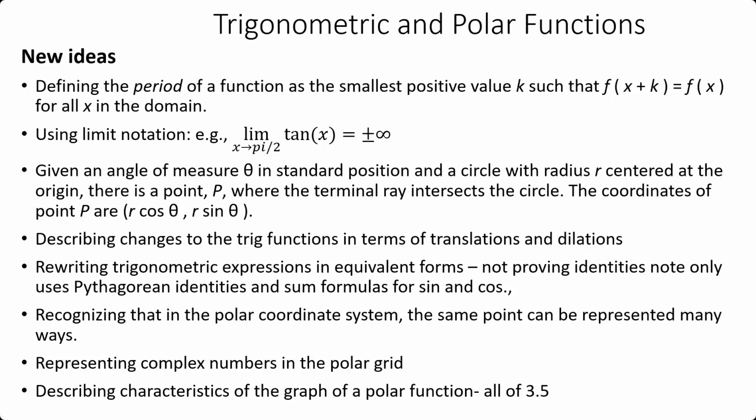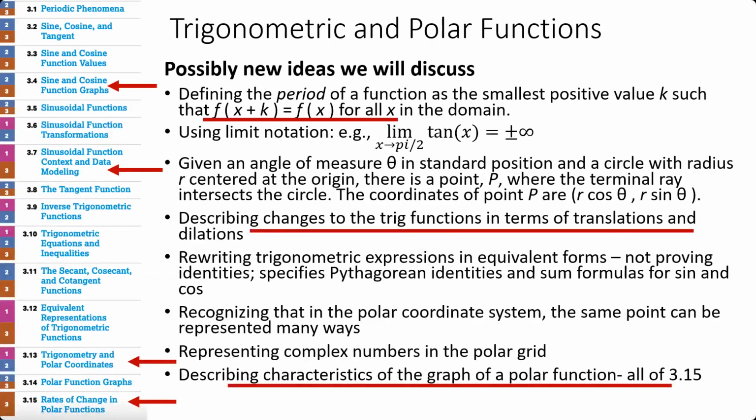Limit notation is a common new thing in pre-calculus, but there's not a lot of it in what we're doing tonight. Thinking about the unit circle, these are all things that are slightly different, especially 3.5, the whole section on 3.5. Next slide, please. So we're going to be particularly paying attention to that way of thinking about the period, changes to the trig functions, the idea of a unit circle, and then the characteristics of the graph of a polar function.